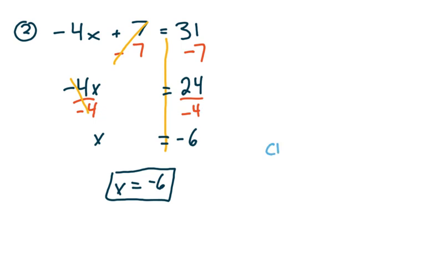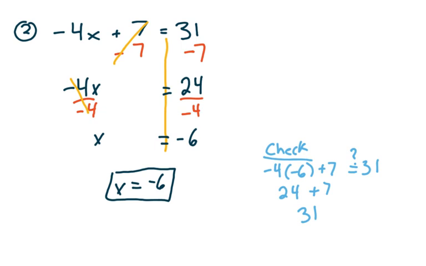We could check our answer by plugging it back into our problem. So negative 4 times negative 6 plus 7. We're going to see, does this equal 31? Negative 4 times negative 6 is positive 24. Plus 7. 24 plus 7 is 31.